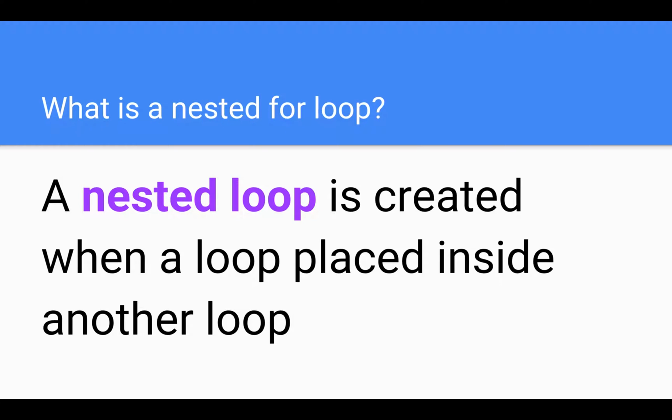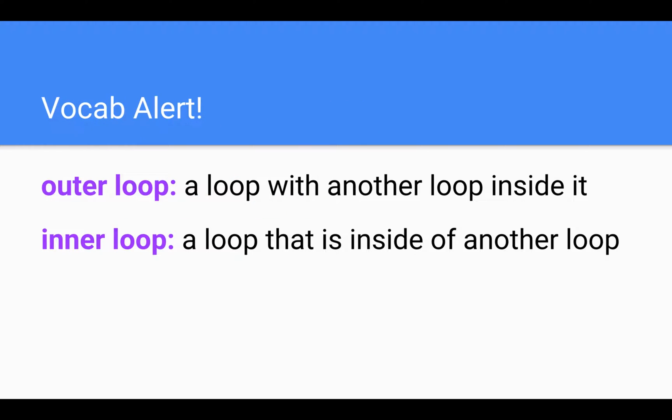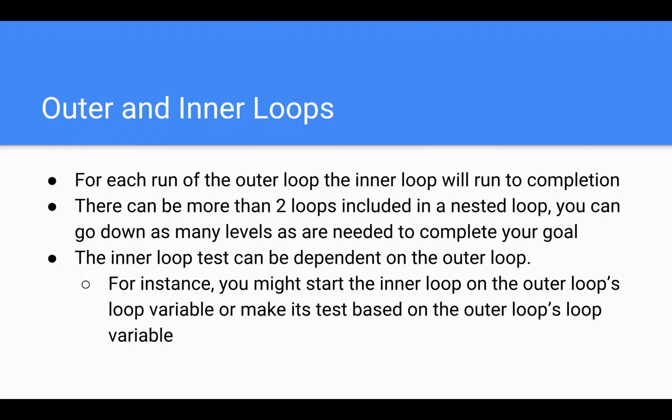What is a nested for loop? A nested loop is created when one loop is placed inside of another loop. Some vocab. An outer loop is a loop with another loop inside of it, and an inner loop is a loop that is inside of another loop. So outer loop is on the outside, inner loop is on the inside. For each run of the outer loop, the inner loop will run to completion.